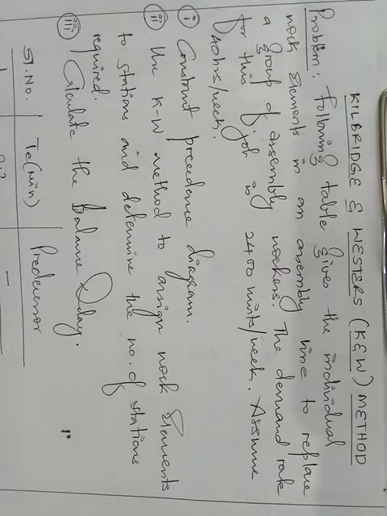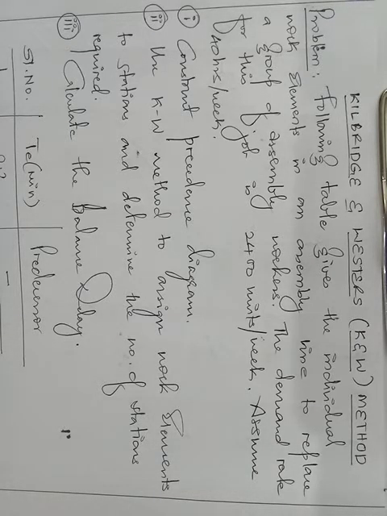So in today's session we'll be dealing with a problem on Kilbridge and Wester's method. It is a part of module number 3. In the previous session we have done a problem on largest candidate rule. So this is the second method of line balancing. So let us start with the problem.